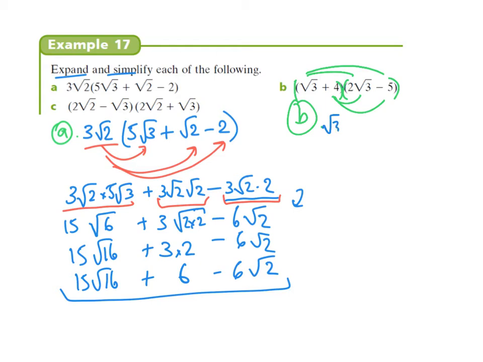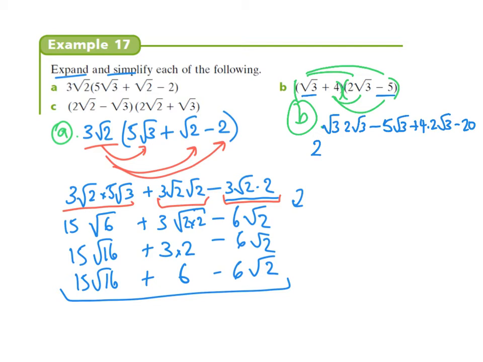So square root 3 times 2 times square root 3. I'm just bunching them together. And then this with the outers, minus 5 times square root 3. And now the inners, which is a plus 4 lots of 2 times square root 3, and then the last, minus 4 5s are 20. So let's do some tidy up action here.